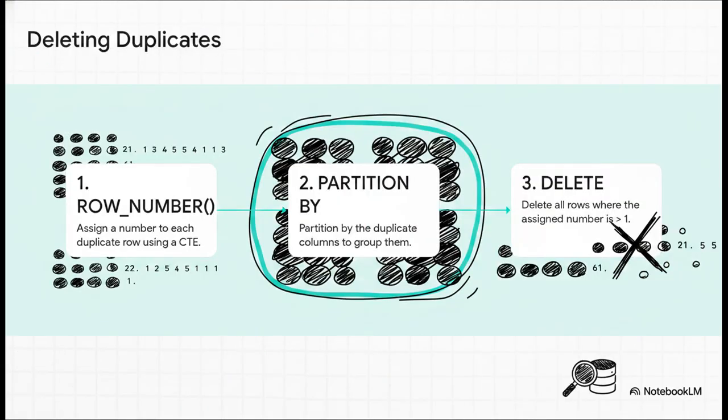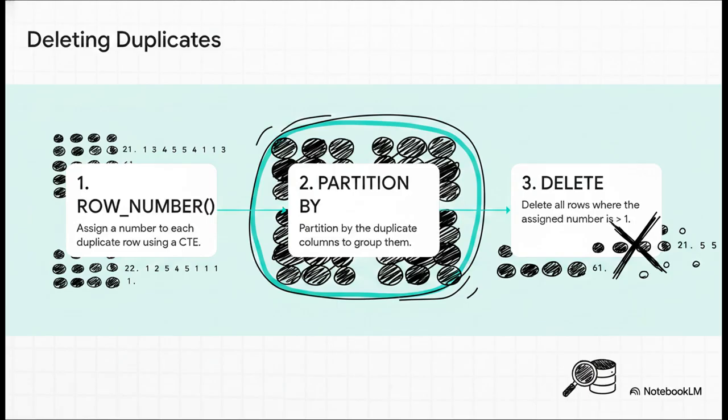So you solve this with a really neat trick using something called a common table expression, or a CTE. Think of it as a temporary little table you create on the fly. So step 1, we use the ROW_NUMBER function to assign a unique number to every row, 1, 2, 3, and so on. Now, here's the magic in step 2. We use PARTITION BY and tell it to group the rows based on the columns that define a duplicate. This makes the numbering restart for each new group of identical records. So the first original record gets a 1, the first duplicate gets a 2, the next gets a 3.